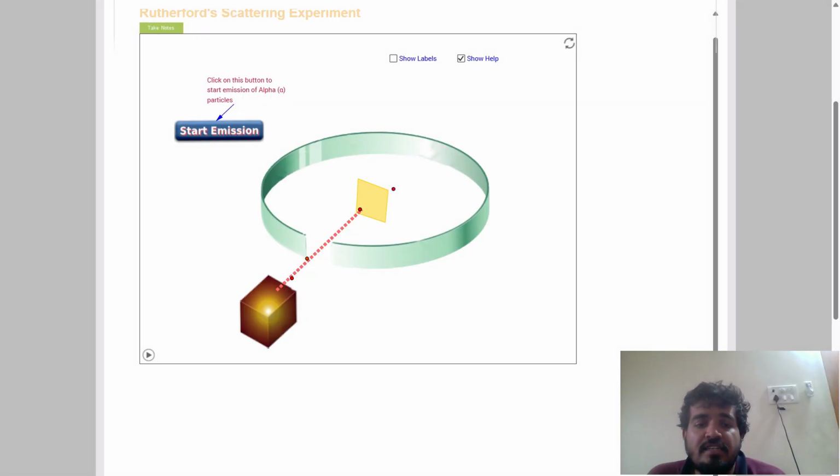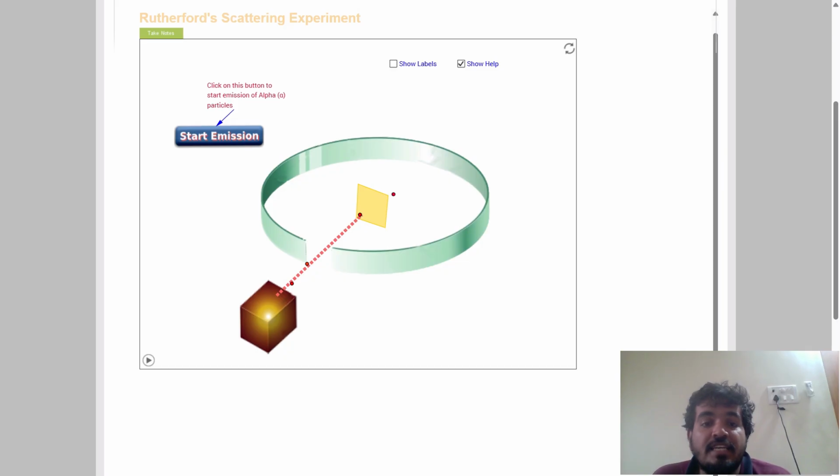Now we will see the experimental setup or the demonstration of how the scattering experiment takes place. Now on the screen we can see the experimental setup for Rutherford's scattering experiment. It consists of a lead block, a gold foil, and a zinc sulfide screen as shown.